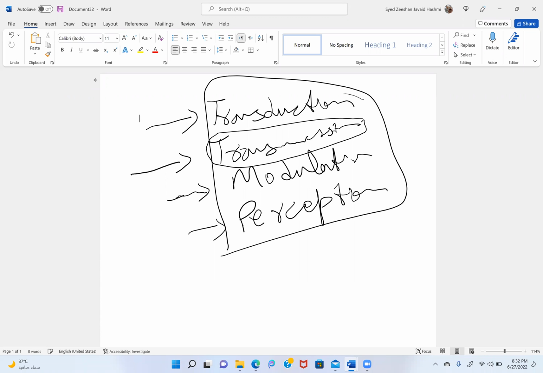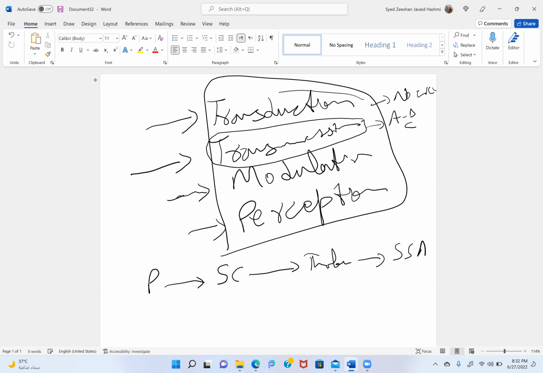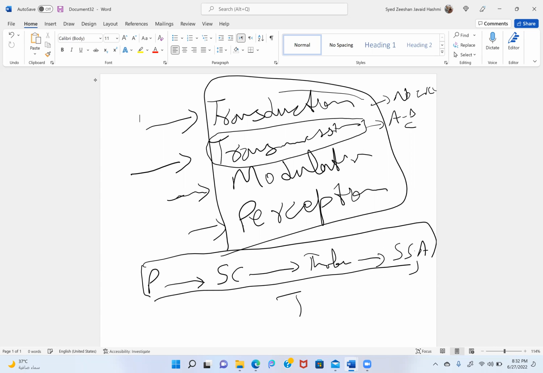It is transduced by the nociceptor, and then it is transmitted through A delta and C fibers. One transmission is from the periphery to the spinal cord, and then from the spinal cord to the thalamus, and thalamus to the somatosensory area. This is all transmission. The first step was transduction, by the nociceptor. So that is one step, then the second step.